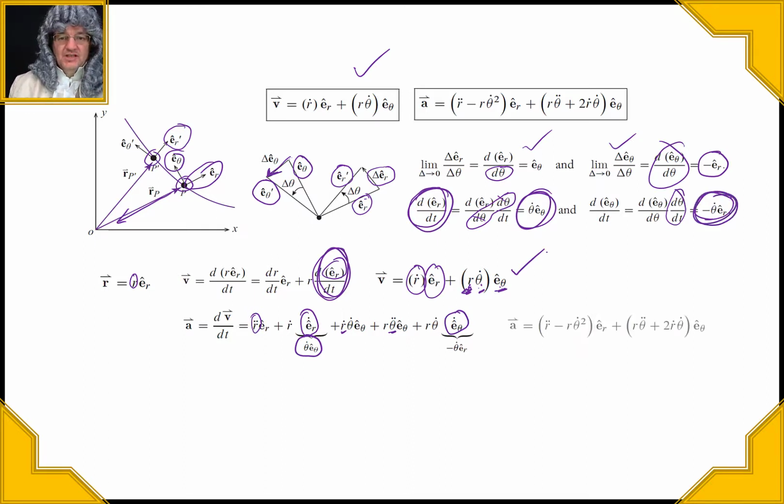If we gather these terms, noteworthy is that we're going to have an R dot theta dot E theta and an R dot theta dot E theta. There are two of them. That's where that came from. And here is our R theta double dot, and right here is our centrifugal component. So that's where they all come from.